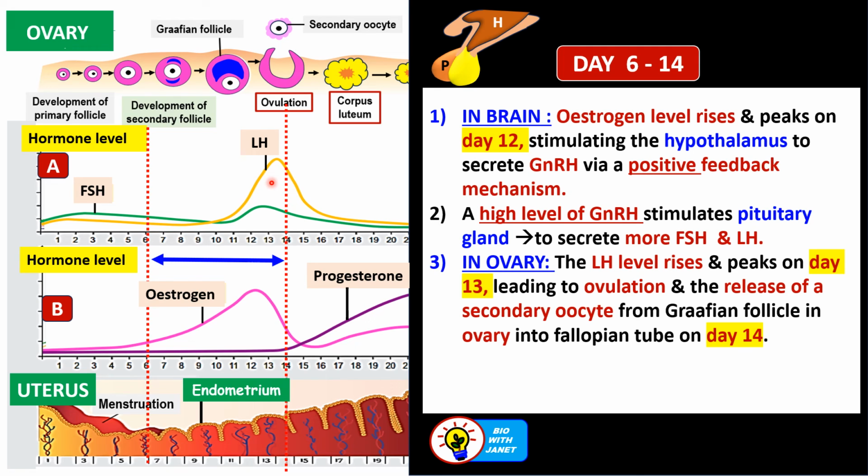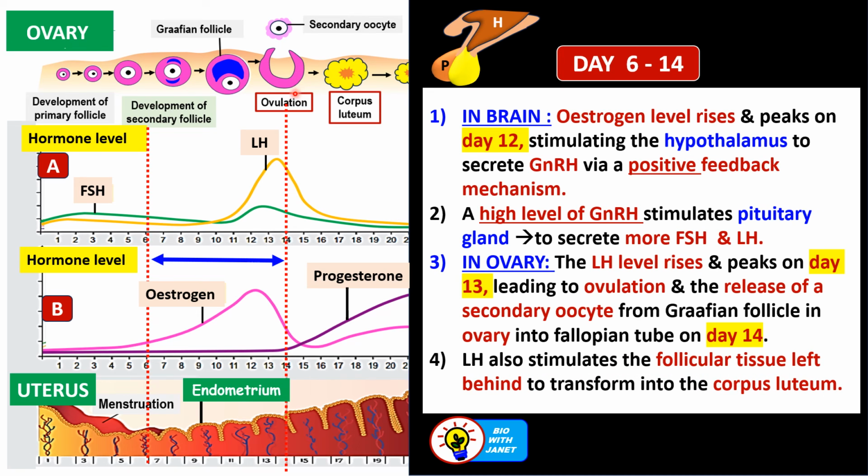So the LH level rises and peaks on day 13 here, leading to ovulation, because LH stimulates the release of the secondary oocyte from the Graafian follicle in the process of ovulation. The Graafian follicle will burst and the secondary oocyte will be released into the fallopian tube. This process is called ovulation. So LH is necessary to stimulate ovulation to occur. Remember that. The release of the secondary oocyte from the Graafian follicle in the ovary into the fallopian tube occurs on day 14 of the menstrual cycle.